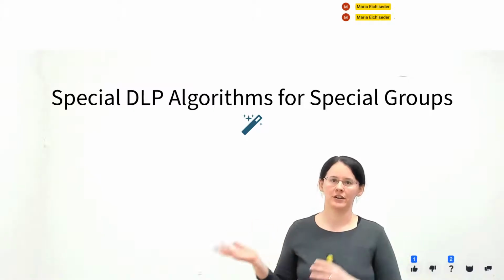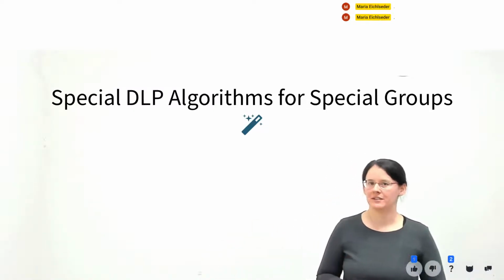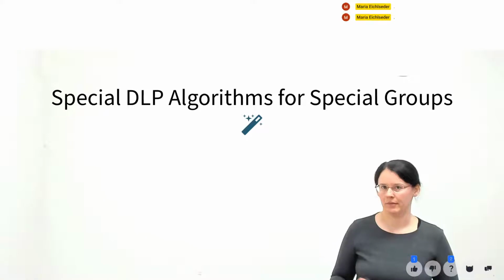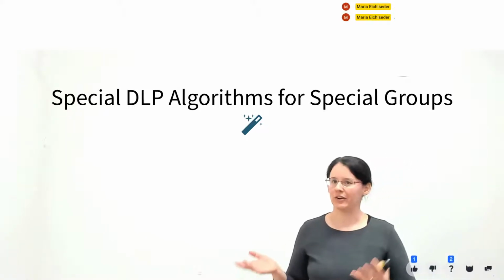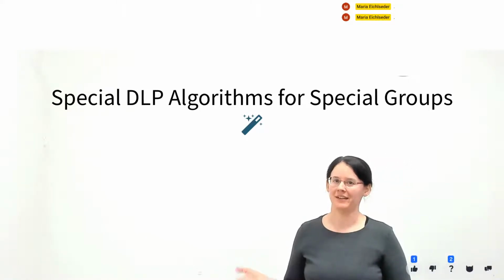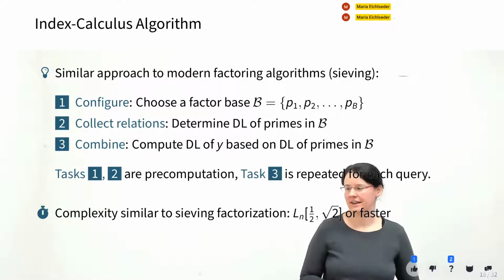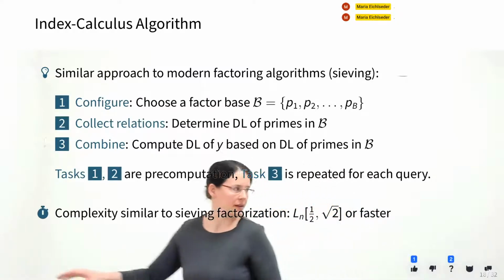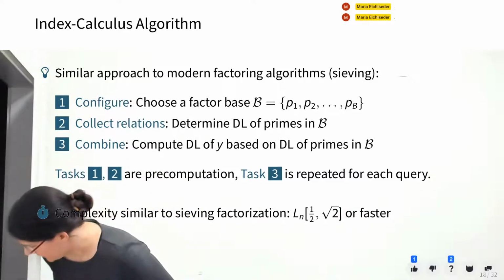So both for discrete log and for factoring, the best methods are based on the general number field sieve. And again, we're not going to look at that because it's messy and complicated. We're going to have a look at the closely related index calculus. And this works as follows.